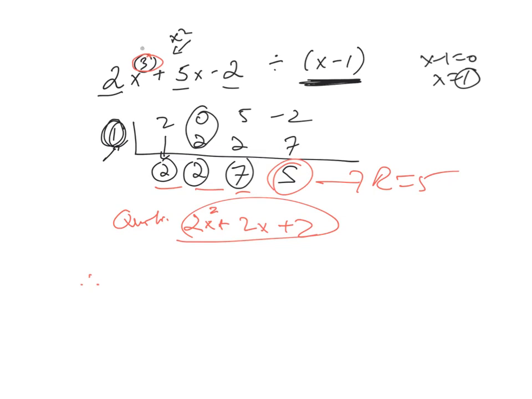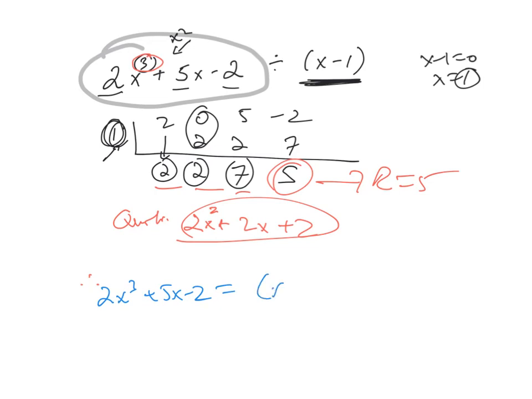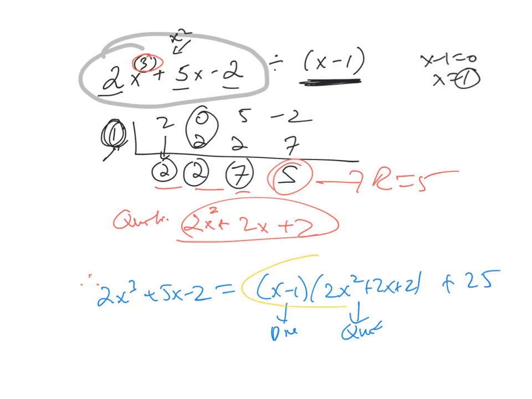So we can say that the dividend, which is this part here, 2x cubed plus 5x minus 2, is equal to the divisor multiplied by 2x squared plus 2x plus 7, which is the quotient, plus the remainder. So if you were to expand this and add 5, you end up getting the dividend.